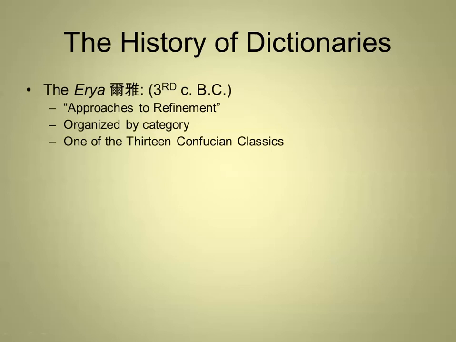So I mentioned the Erya. The Erya was one of the earliest dictionaries, from the 3rd century BC. Erya means approaches to refinement. It is organized by category, not by radical, not by poetic rhyme, but by category. And it is today considered one of the 13 Confucian classics.